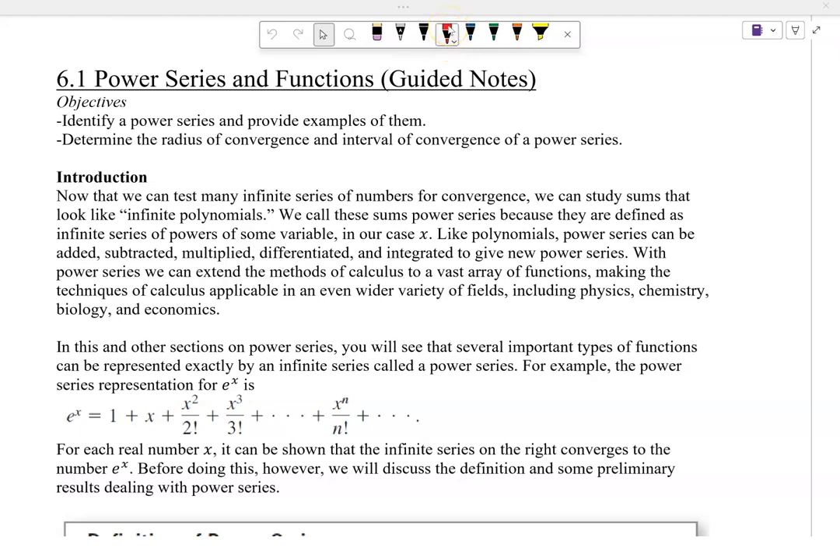Welcome back, you guys. Your favorite Calculus 2 class. We're going to take a look at power series and functions. So we have a bunch of these tests that we can use for convergence and divergence, right? Now what we're going to do is study sums that look like infinite polynomials. Okay, we call these sums power series.